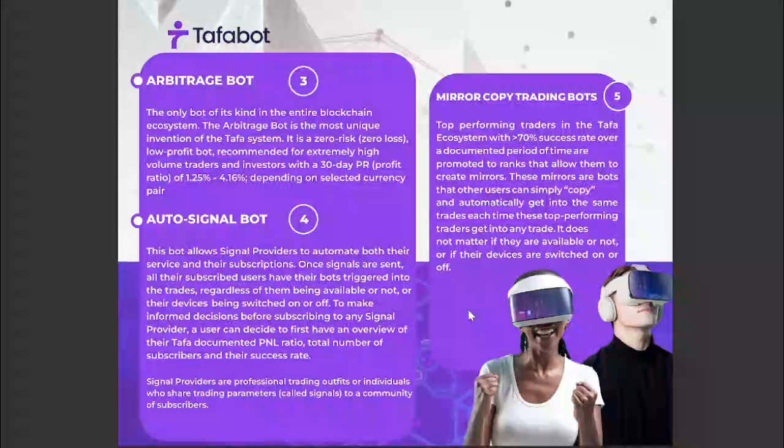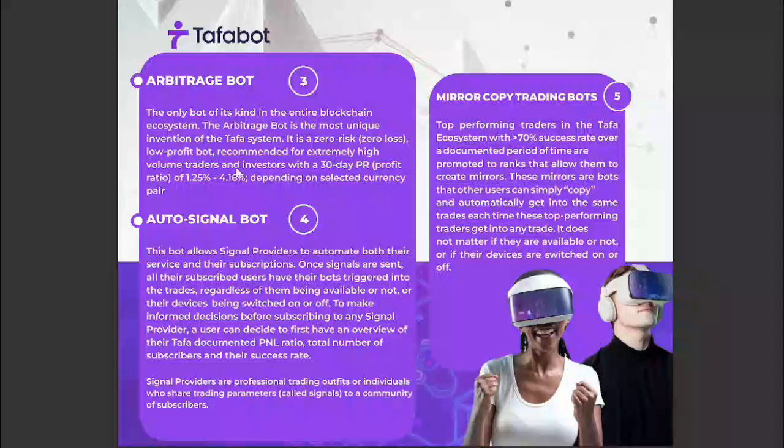Now we have the arbitrage bot. What do we do with this arbitrage bot? The only bot of its kind in the entire blockchain ecosystem. The arbitrage bot is the most unique invention of the Tafa system. It is a zero risk, zero loss, low profit bot recommended for extremely high volume traders and investors with a 30-day PR, that is profit ratio, of 1.25% to 4.16%, depending on the selected currency pair.